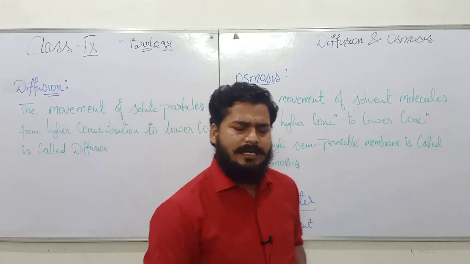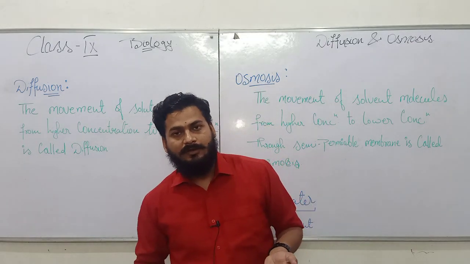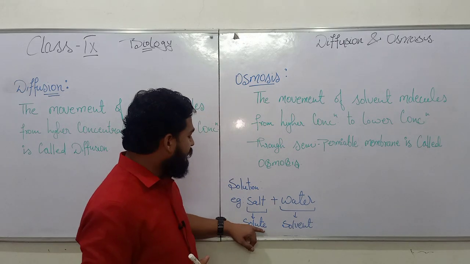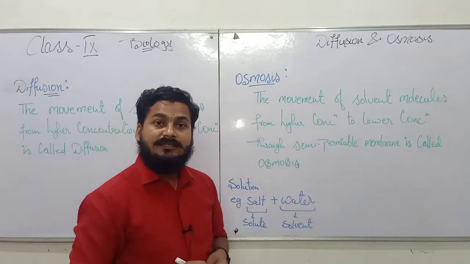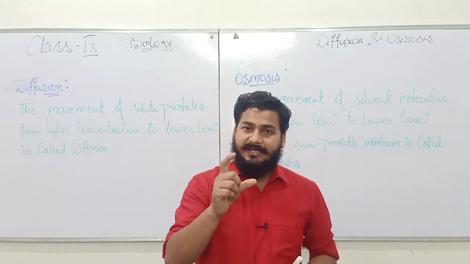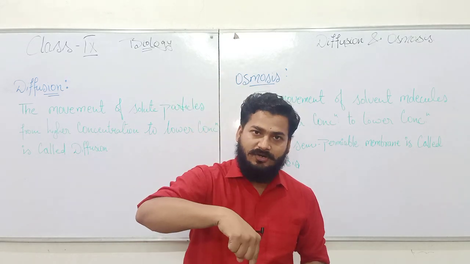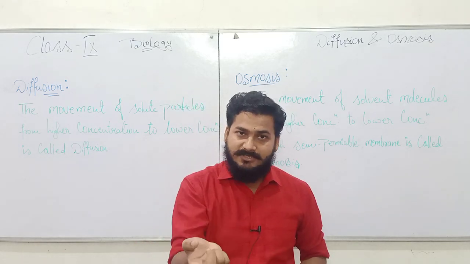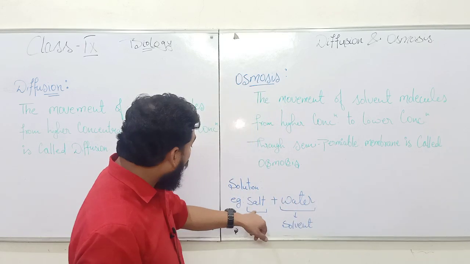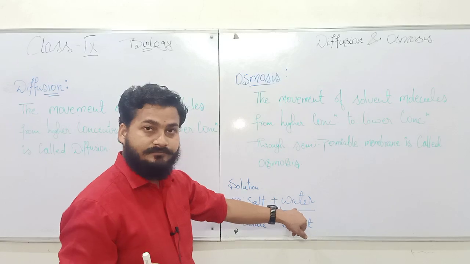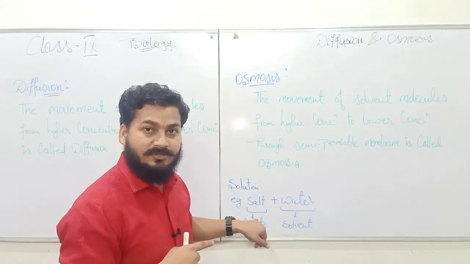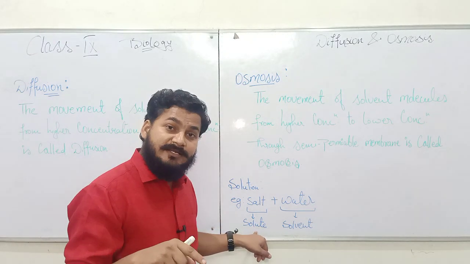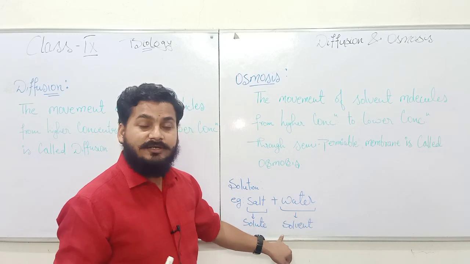So there can be many other examples of solution, such as sugar in water or any such thing. So how do we decide which component will be known as solute and which component will be known as the solvent? So this is very easy. The component which has been dissolved is the solute, and the component in which it has been dissolved is called a solvent. So salt has been dissolved in water. What has been dissolved? Salt has been dissolved. So salt is the solute. And in what has it been dissolved? It has been dissolved in water. So it is a solvent.